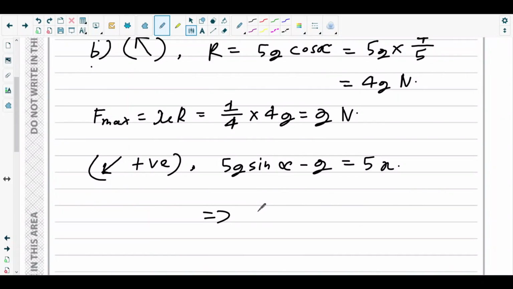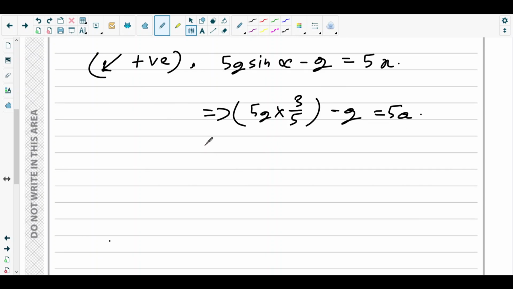Sine alpha is 3 over 5, so 5g times 3 over 5 minus g equals 5a. From there, what would be the acceleration? So a would be 3g minus g, which is 2g over 5, that is 2 over 5 g meters per second squared. Fine, so we got the acceleration.